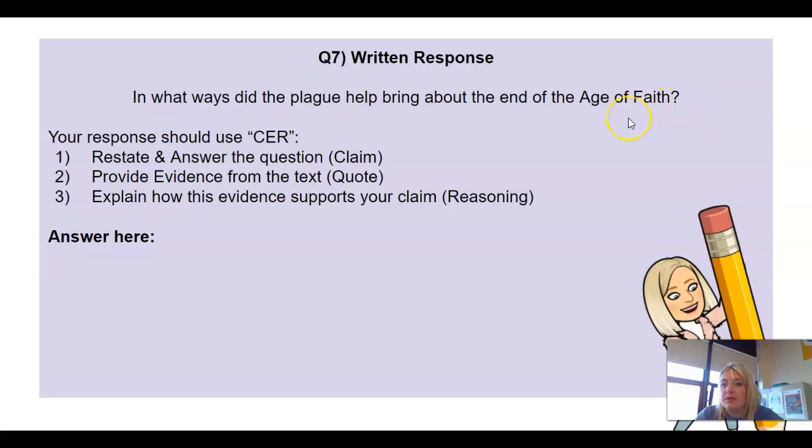Remember, this time period was called the Age of Faith because the church was very influential and important, and it had to do a lot with the growth of religion and learning. So how would the plague help end that time period? How would the plague help end that age of faith and learning? Okay, so you're going to answer here using CER.